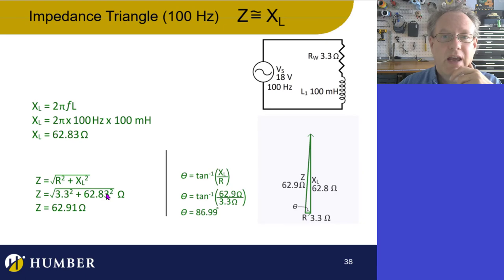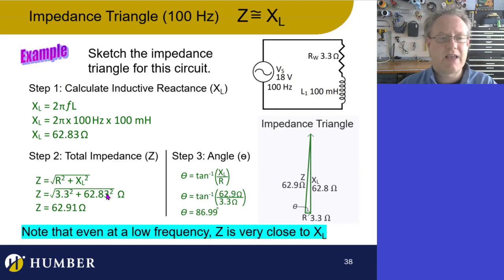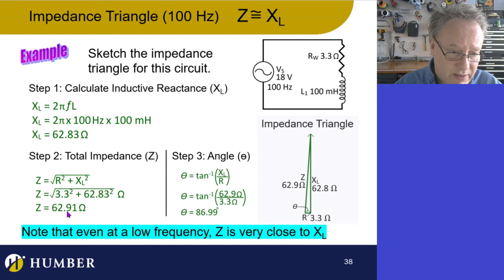So let's take a look at an example here. For this particular circuit with a very, very low resistance, or winding resistance, and we've got 100 millihenries, we're just going to do the math step by step. The first step is to calculate the inductive reactance, and we've done that. Then from there, we calculate the total impedance, which is really no different. Here we go, 62.83 and 62.91.